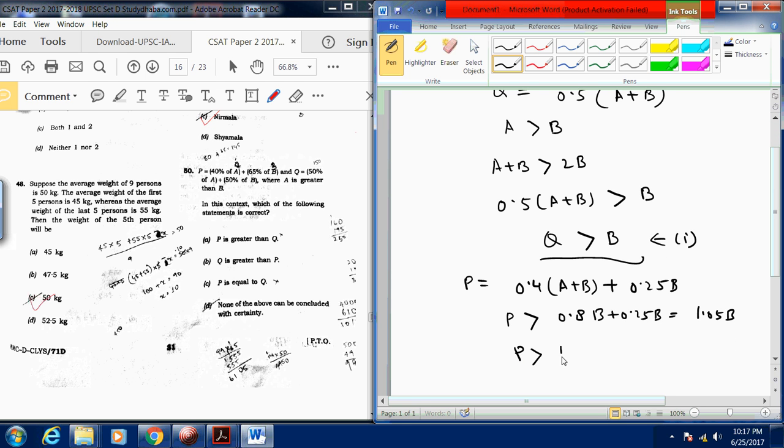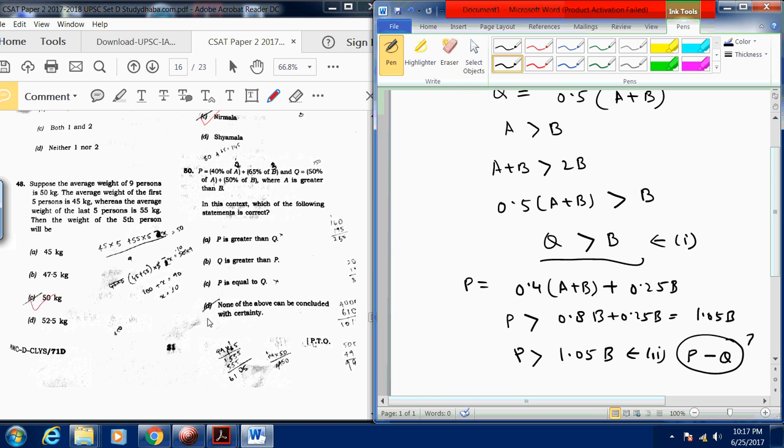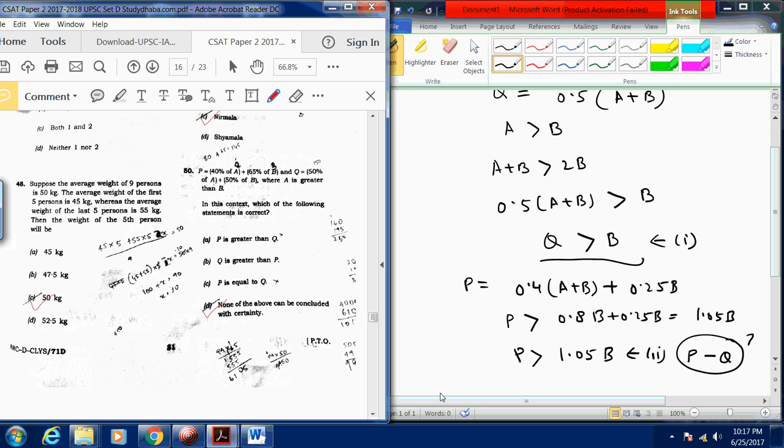P greater than 1.05 B. This is inference number 2. So we really can't conclude anything from this, because Q is greater than B and P is greater than 1.05 B, but you can't say anything about the relationship between P and Q. So this will be option number D.